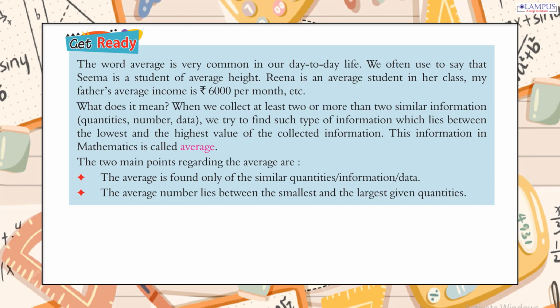What does it mean? When we collect two or more similar pieces of information, quantities, numbers, or data, we try to find a value which lies between the lowest and the highest value of the collected information. This value is called average in mathematics. The two main points regarding the average are: the average is found only of similar quantities, information or data. The average number lies between the smallest and the largest given quantities.